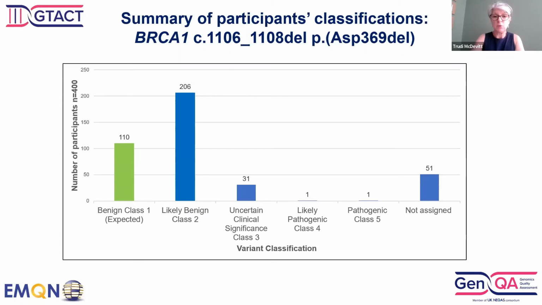So the summary of the classifications, the expected was class 1, but most participants returned a class 2, and a small number also class 3. But for the class 1 and 2, the clinical actionability outcome is the same again, so that's good as well. We noticed again that some of the class 2 participants actually should have been a class 3 because they used evidence for benignity and pathogenicity. And some of the class 1s should have been a class 2 because they only had 1 strong piece of evidence. So next slide, please.